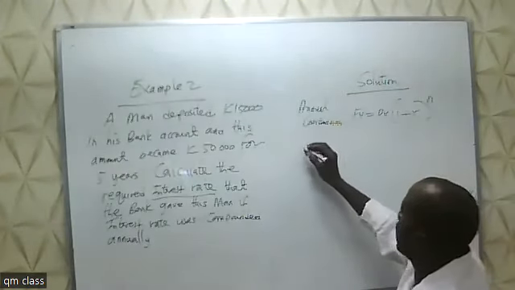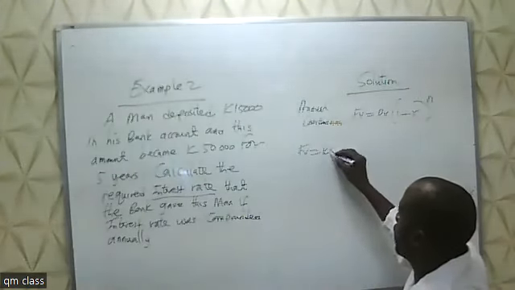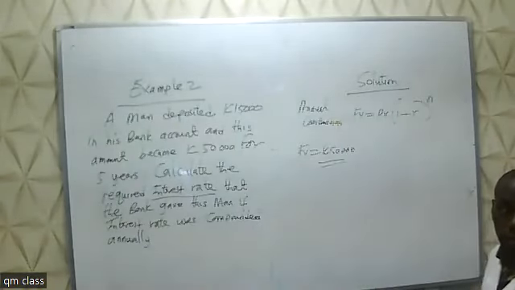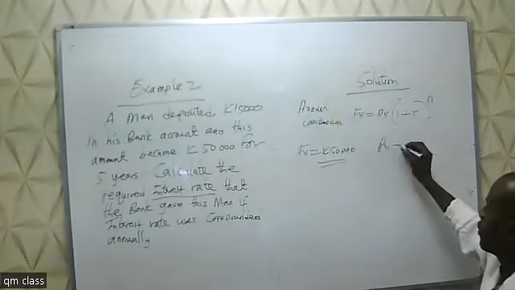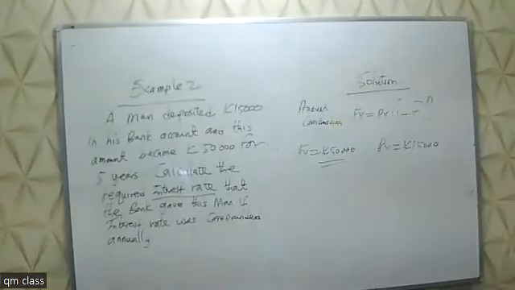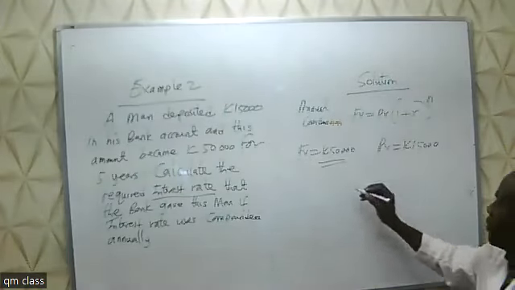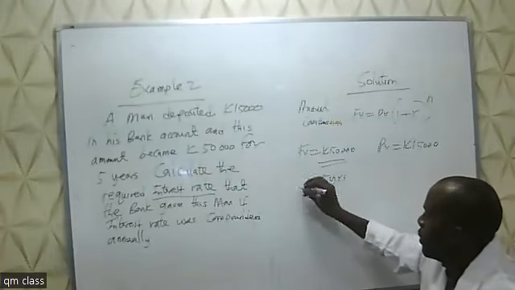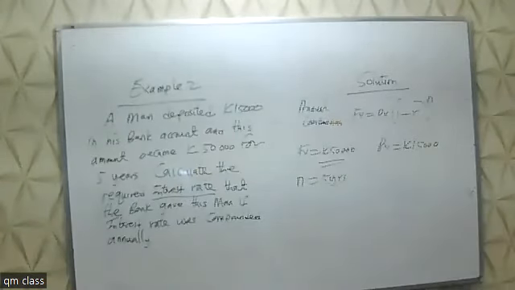What have we been given? The future value is 50,000. This money becomes 50,000. Then what was our present value? Present value was 15,000. You've seen that. So our n was what? 5 years. So this is what this question was all about. You get the point, right?